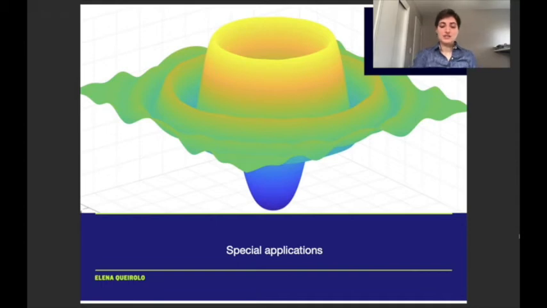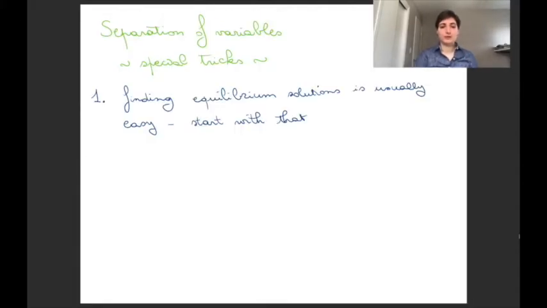Let's look at special applications of the tricks we have learned to deal with separable variables. So, first of all, when you're looking at an ODE, if you don't know where to start, or even if you know where to start, your first step should be finding the equilibrium solutions. It's usually easy and it gives you a baseline.